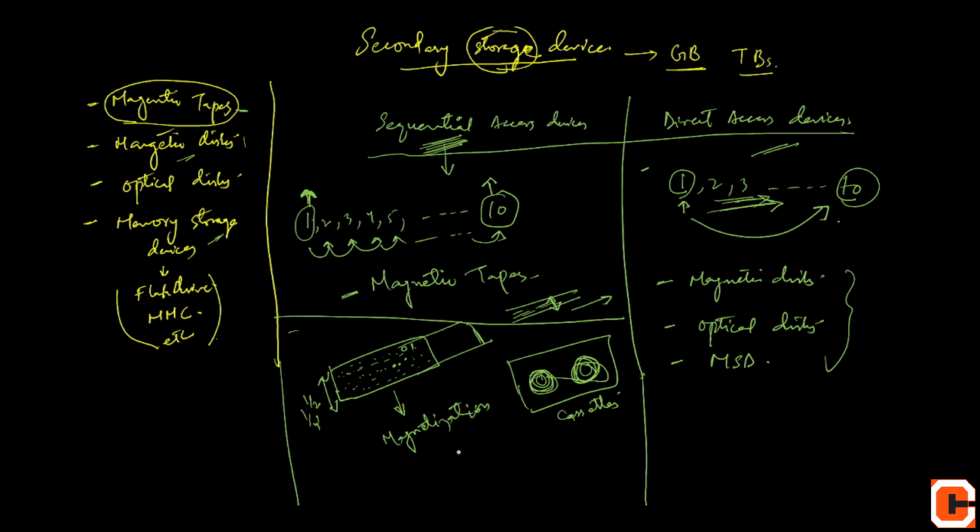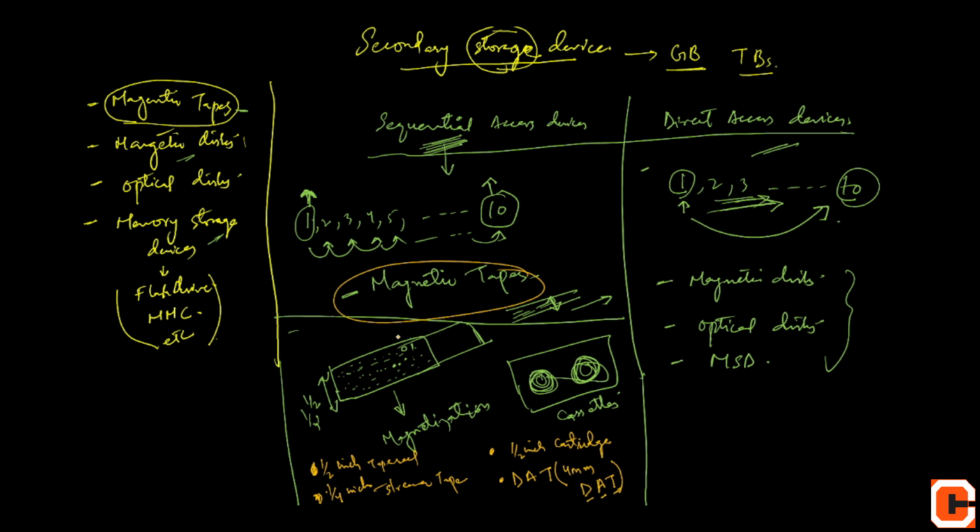Now let me give you a few examples of magnetic tapes. What were the most popular magnetic tapes? First, it was the half inch. Secondly, it was the 1/4 inch, and this was called the tape reel, or the streamer tape. The third one was the half inch cartridge. And lastly, it was DAT. What is DAT? DAT is 4 mm digital audio tape. Those were a few popular examples of magnetic tapes.